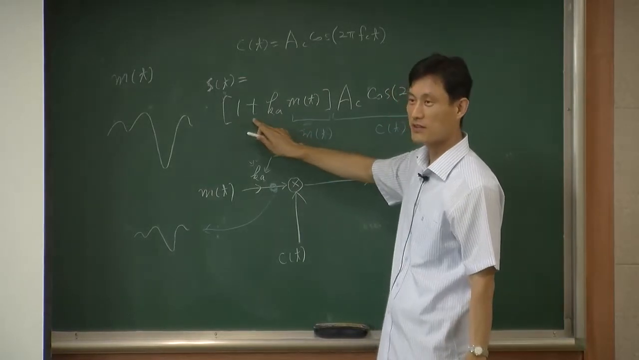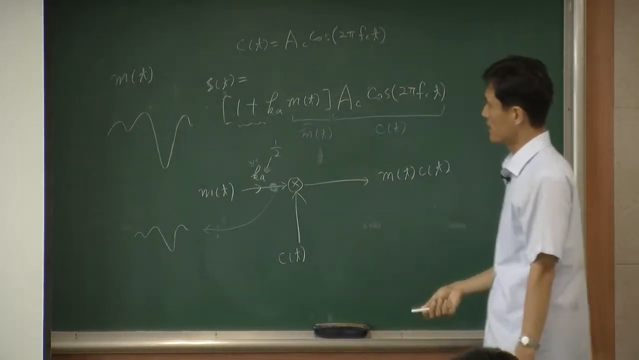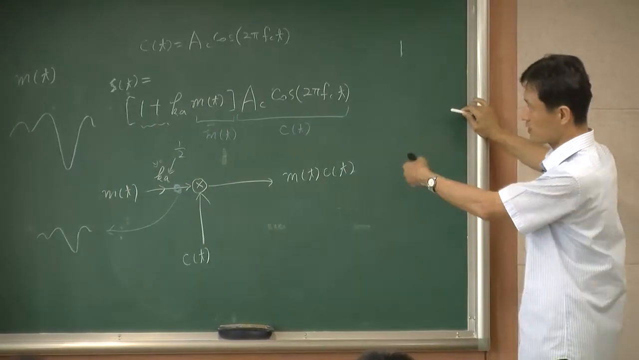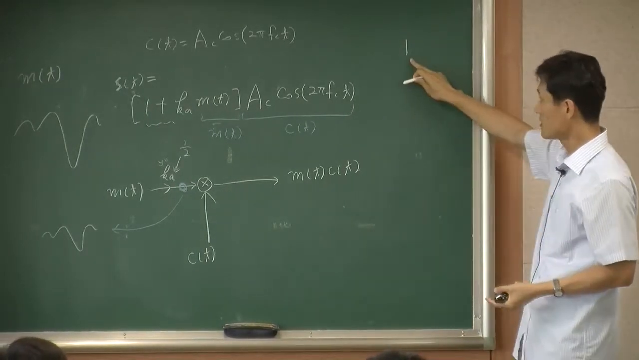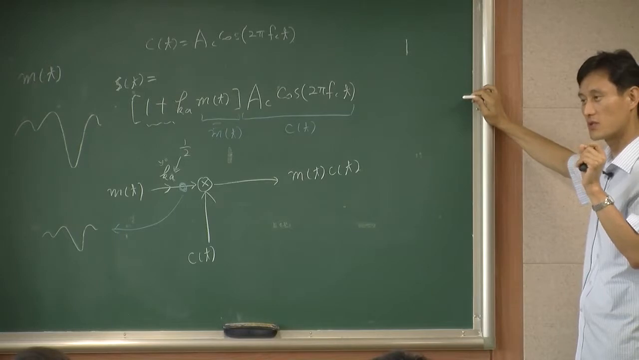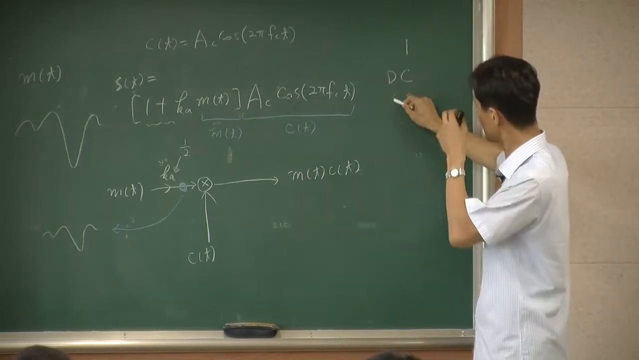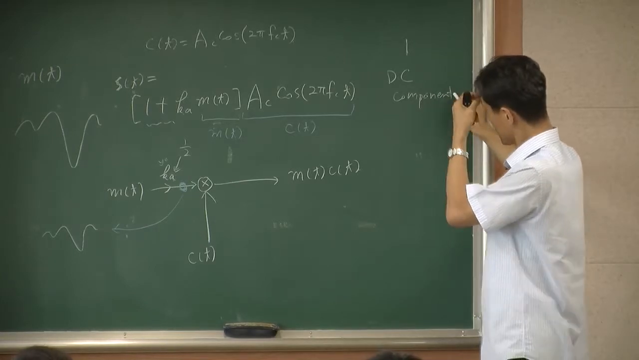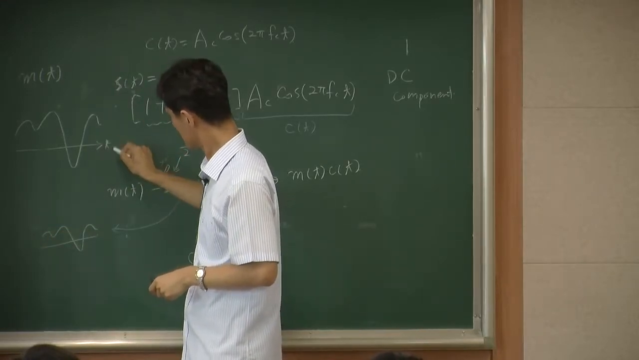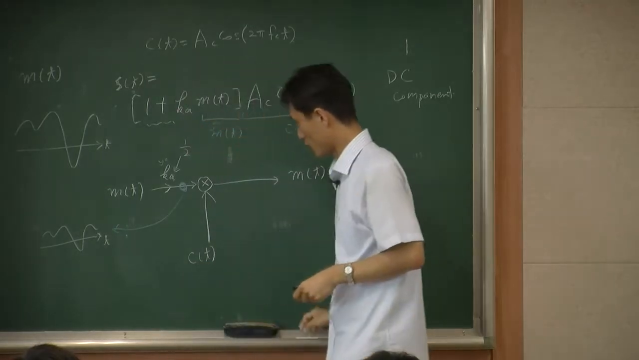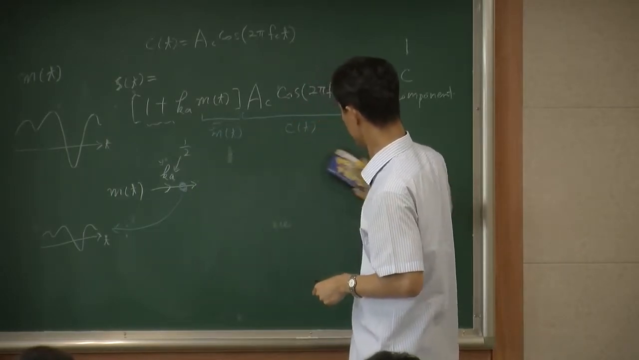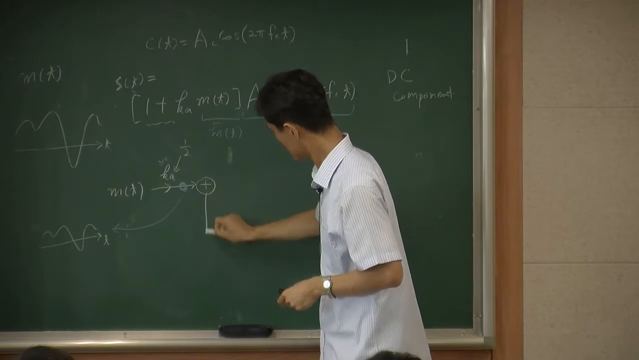Plus 1. You have a plus 1. Okay. What is the plus 1? We are always looking at the frequency. We are talking about frequency always. A constant value is a DC. It's frequency 0. It's called a DC component. We call this a DC component. Now we are adding a DC component. So when you add a plus 1, now let's see what happens.